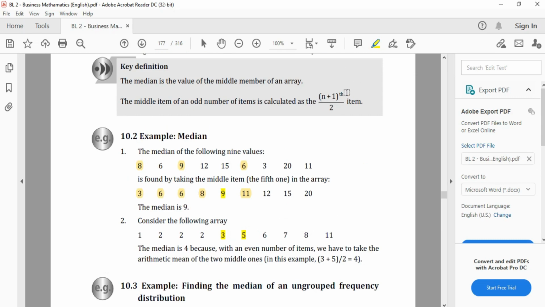But now let's apply the formula. N means the number of items. Now how many items are here? 1, 2, 3, 4, 5, 6, 7, 8, 9, 10. 10 plus 1.